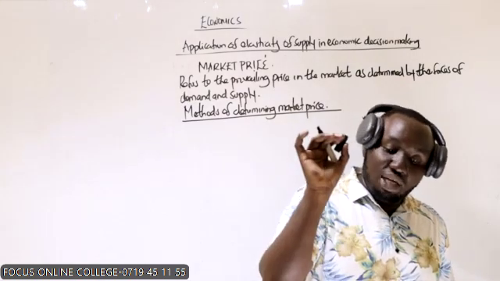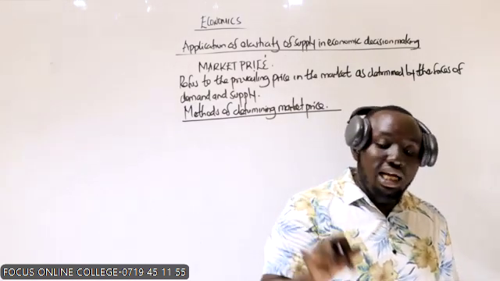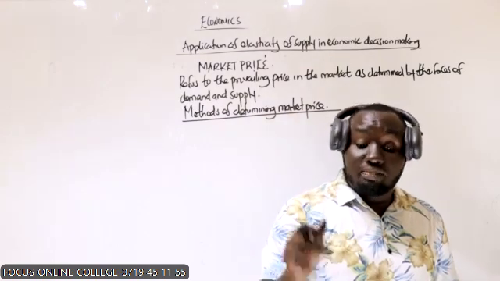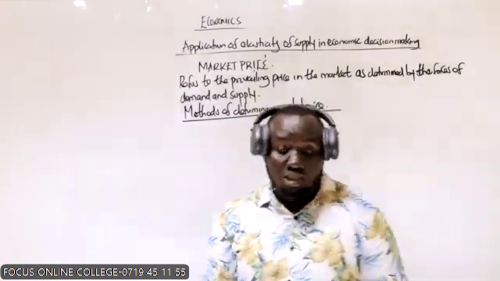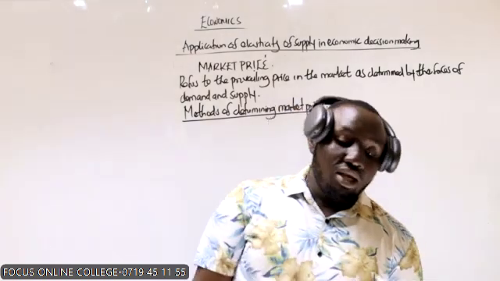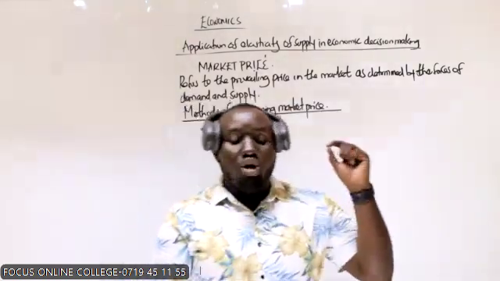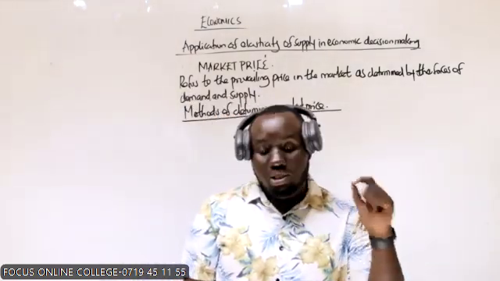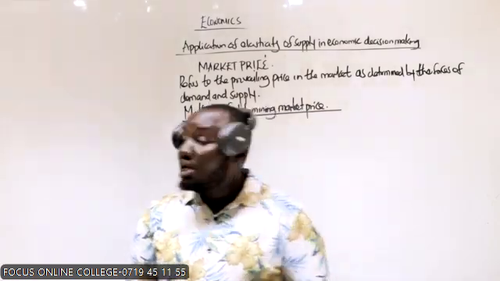So we basically have three methods. One is using what we call the demand and supply schedule. We have what we call the graphical method. And lastly, we have what we call the equation method. So how do I determine the equilibrium?